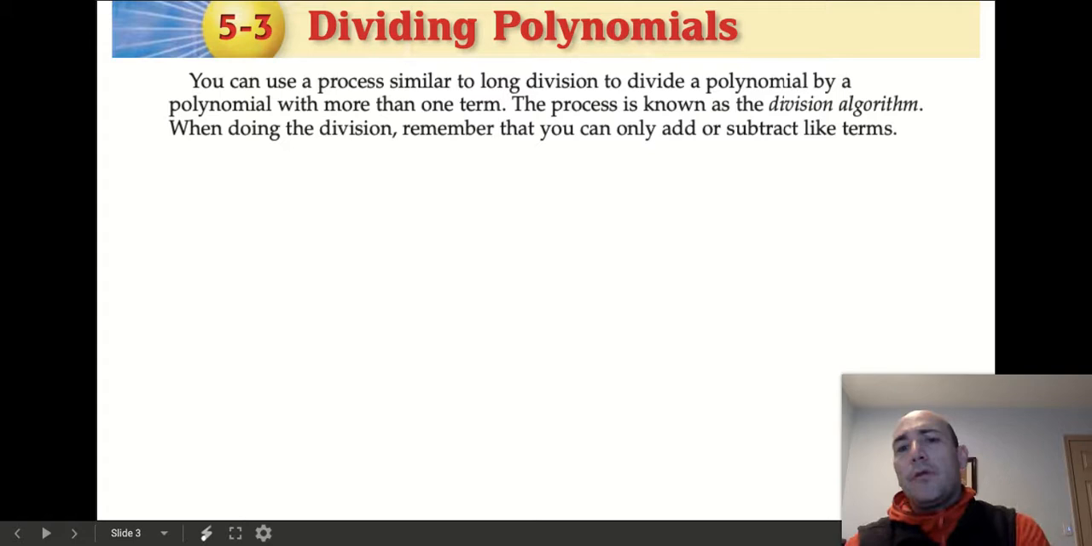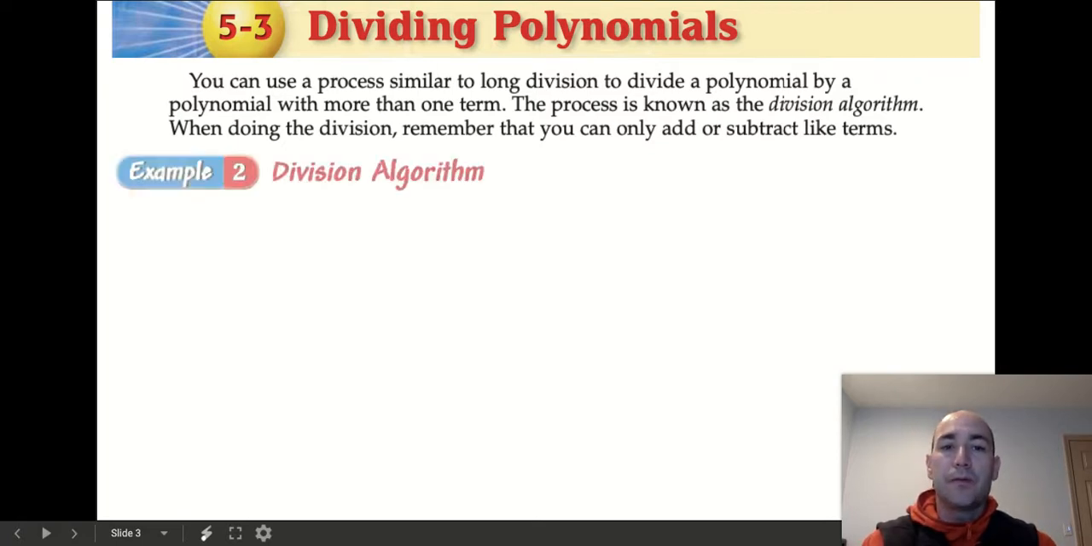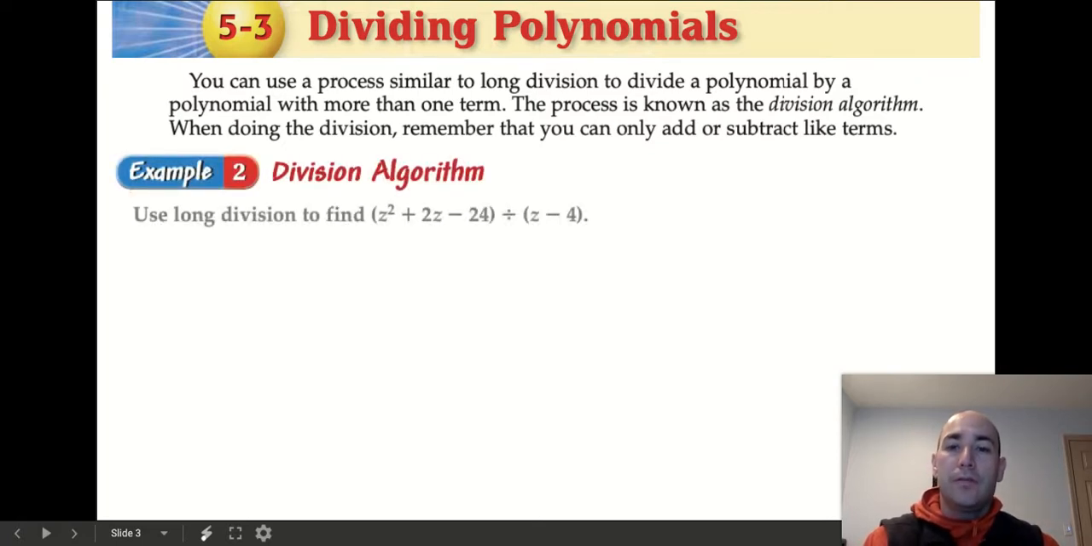You can use a process similar to long division to divide a polynomial by another polynomial with more than one term. The process is known as the division algorithm. When doing the division, remember that you can only add or subtract like terms. We're going to use that idea to help us move through this. So let's use the division algorithm here.